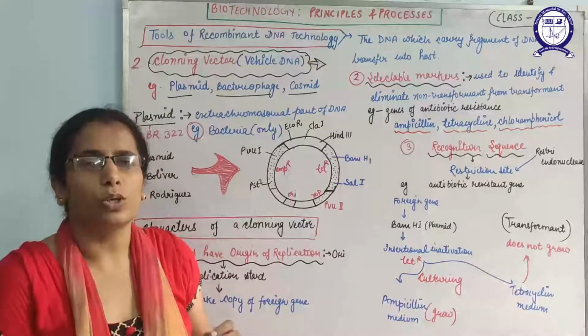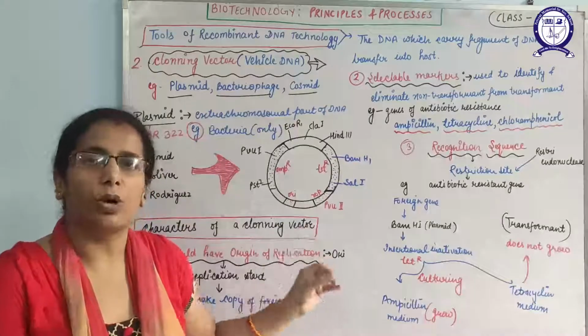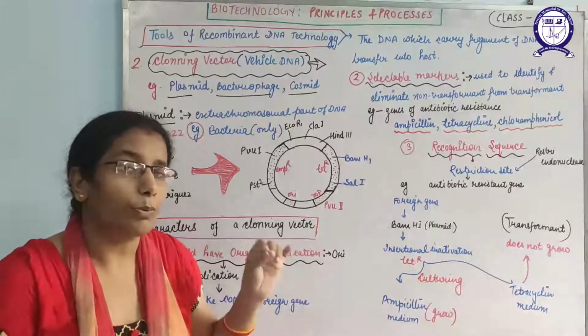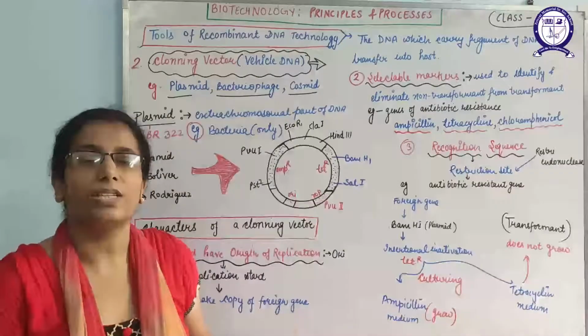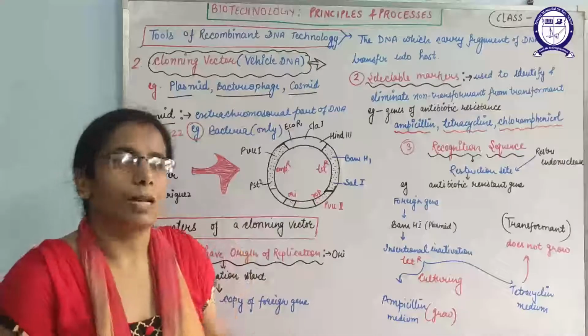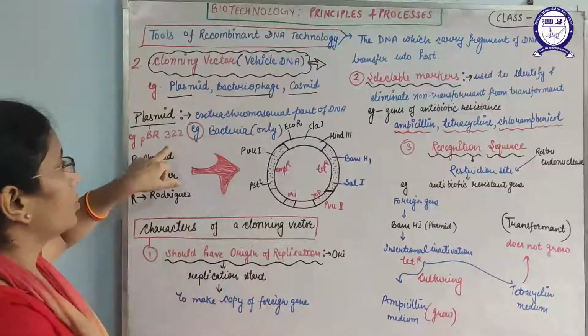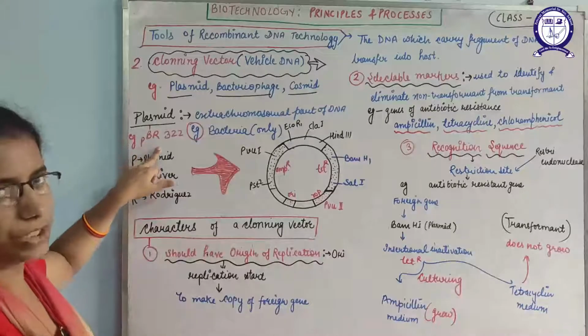Bacteria have their own genome, that is the nucleoid, and other than the nucleoid they also have the plasmid. This is the property of bacteria that makes them special, and that is why they are used in biotechnology, due to the presence of plasmid. Okay, so I have taken an example here of a plasmid, that is pBR322.